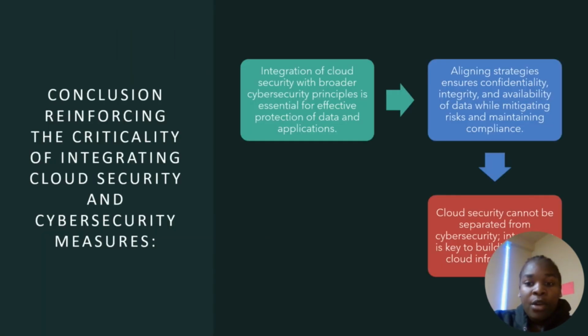So in summary, combining cloud security with broader cybersecurity rules is really important. When we align these strategies, we keep our data safe and make sure it's not tampered with and always available when you need it. So remember, cloud security and cybersecurity are like best friends. When they work together, we have a more secure system. Integrating them is like having a strong defense, and information is safe from any harm.